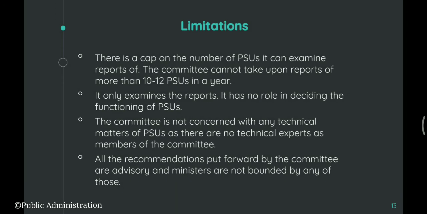It also has some limitations, that is, there is a cap on the number of PSUs whose reports it can examine. The committee cannot take up reports of more than 10-12 PSUs in a year. When we discussed the Estimates Committee, we saw that it only selects some departments' budgets and examines them for a year or a number of years. Here, the Committee on Public Undertakings also has a cap on the number of PSUs. It only takes up reports of 10-12 PSUs in a year. So it only examines the reports.